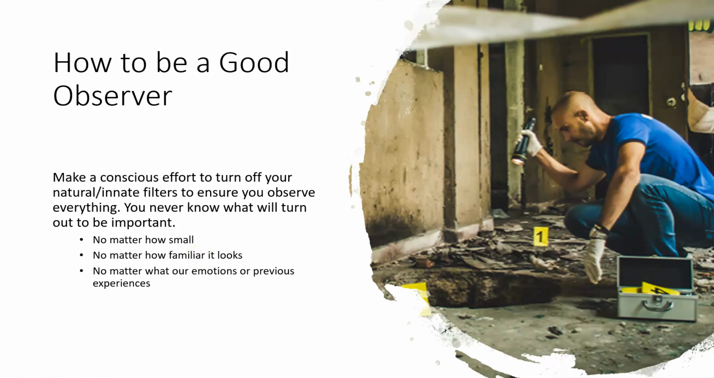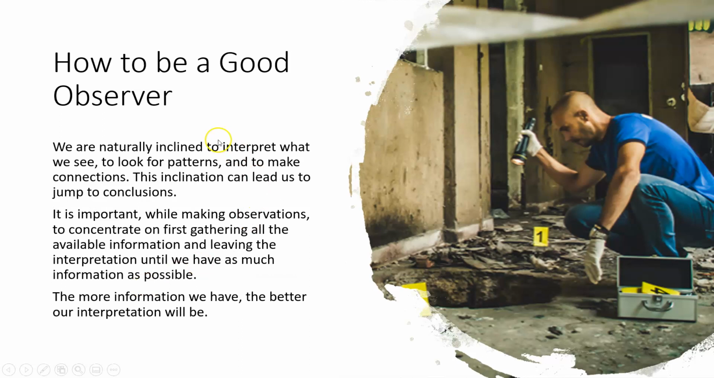You have to turn off those filters and turn off the emotions or previous experiences so that you can look objectively at the piece of evidence or at the crime scene to ensure you're not missing anything. We're naturally inclined to interpret what we see. We naturally look for patterns. We naturally make connections, which can help us jump to conclusions that are hopefully based on past experiences, things we've been taught, and things we've learned.